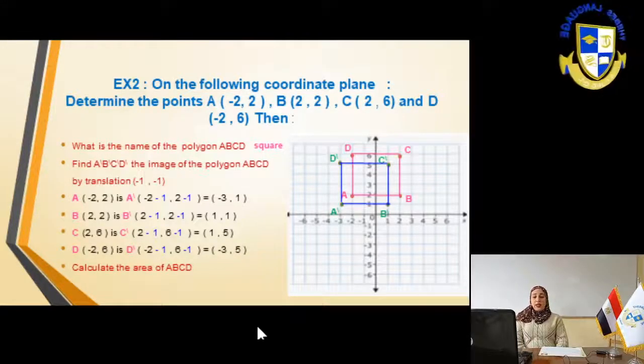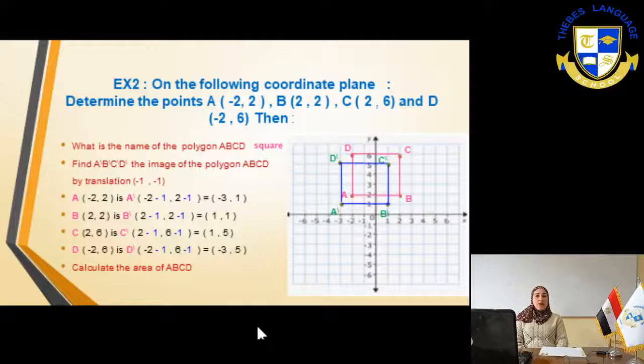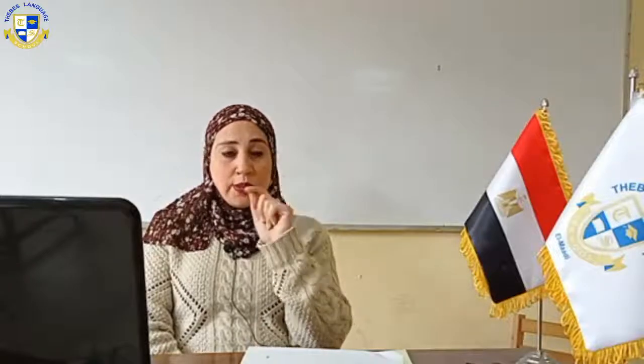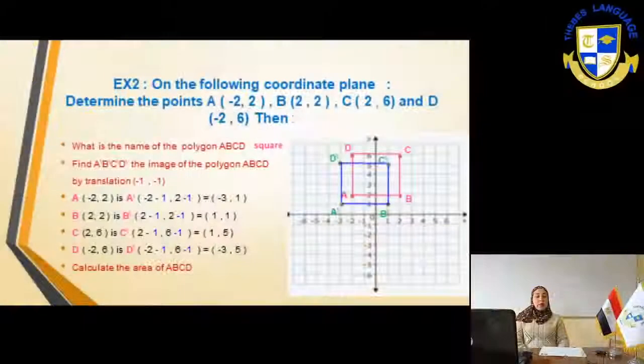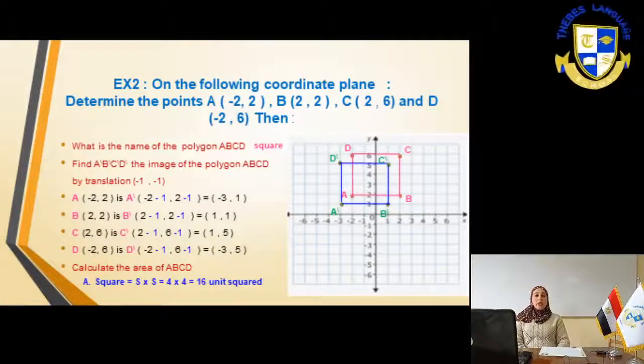The last question here, calculate the area of ABCD. Area of a square equals side times side. How could I find the length of the side? Count the squares between the points. I have 4 squares between the points. So it will be 4 times 4 equals 16 unit squared.